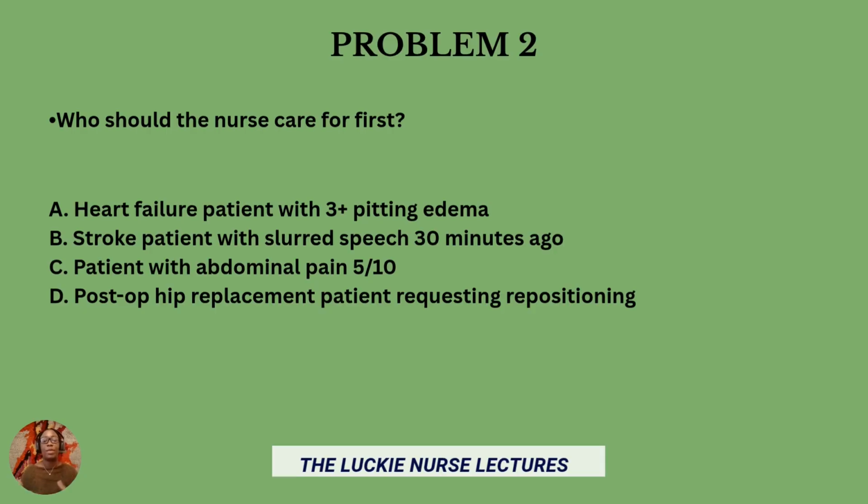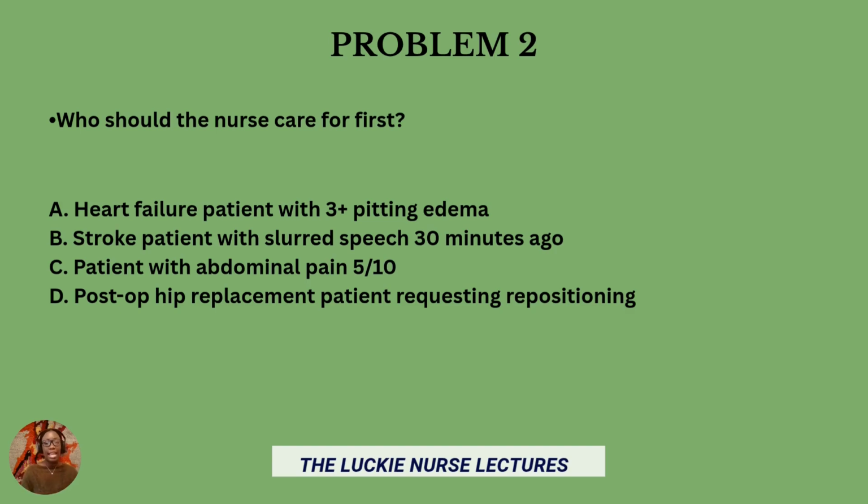Okay, so of these 4 patients, who should the nurse prioritize care for first? So option A is a heart failure patient with +3 pitting edema. B is a stroke patient with slurred speech as of 30 minutes ago. C is a patient with abdominal pain, 5 out of 10. And then D is a post-op hip replacement patient requesting repositioning. So we are going to answer this question going through the levels of prioritization of care in nursing. Again, starting with our ABCs.